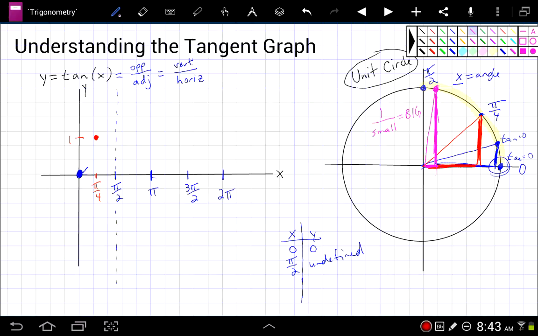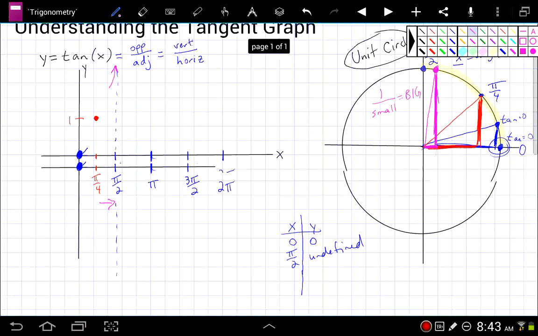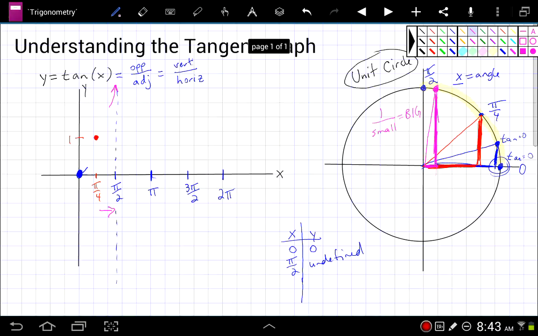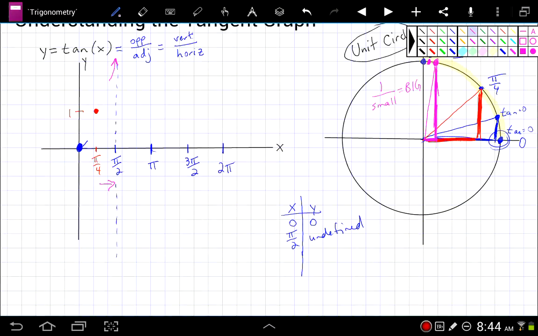So how does that translate to the graph over here? It translates to, as my angle gets close to pi over 2, my y value, or my tangent value, is getting very big. So as I'm getting close to pi over 2, I'm going up really fast, really high, and in fact there's no limit on how big it gets, right? Because I can keep getting closer to pi over 2 here, and my horizontal side keeps getting really, really small, very close to 0. So this part of my graph actually approaches infinity.